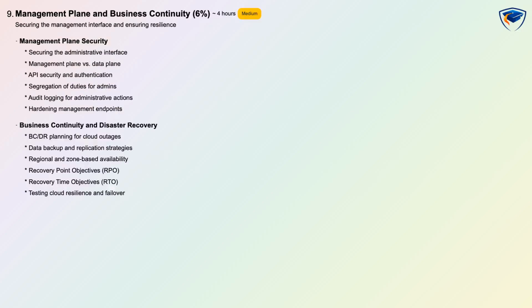Management plane and business continuity is 6%, medium difficulty, estimated 4 hours, and scenario-based. The management plane topics show how to secure administrative interfaces, distinguish management plane from data plane, protect APIs, and enforce segregation of duties for administrators. Business continuity covers BCDR planning for cloud outages, backup and replication, RPO and RTO, regional availability, and resilience testing.